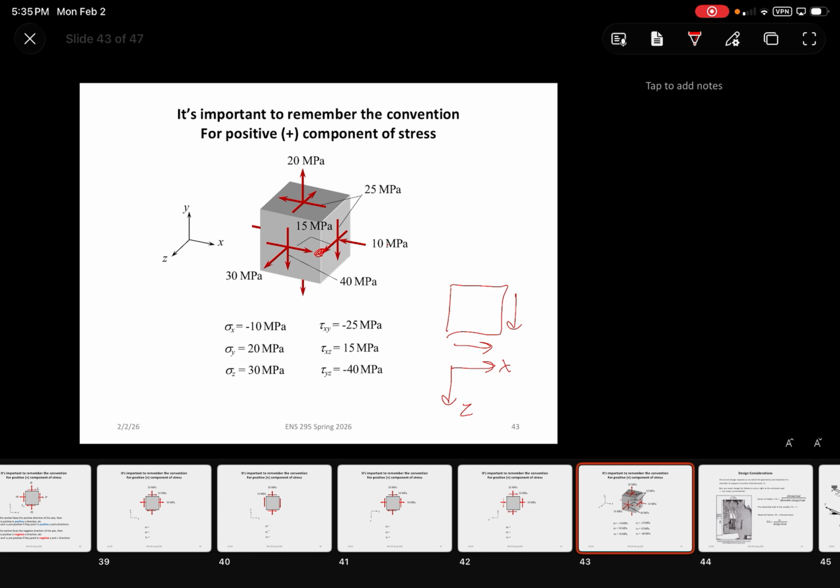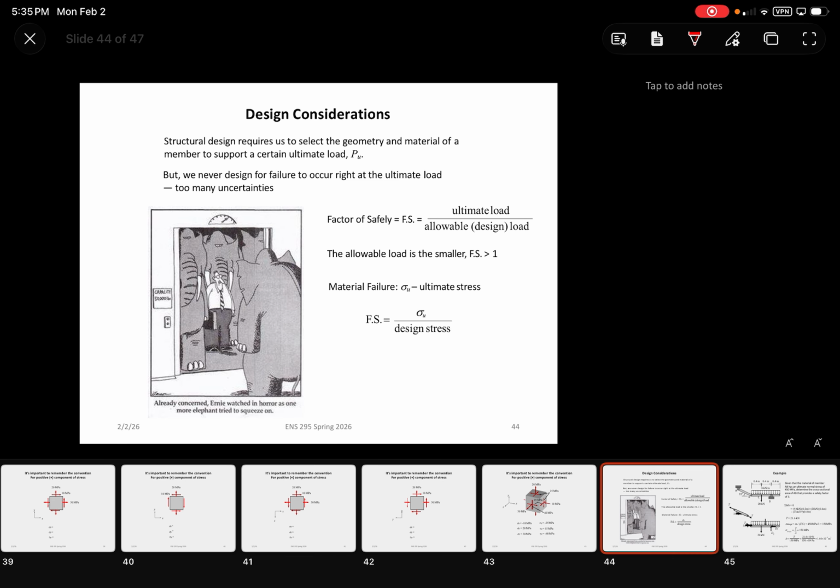All right. Now the fun stuff that you guys have been waiting for a while. Design considerations. You guys are going to learn how to design in this class. Many of you have probably heard from Professor Dawson, just design it with a large factor of safety. It'll be okay. You guys might have been wondering, what the hell is a factor of safety? Basically, the factor of safety is defined as whatever the ultimate load is, which is the capacity of a given material, over the allowable design load, which is the force that is imposed on it.